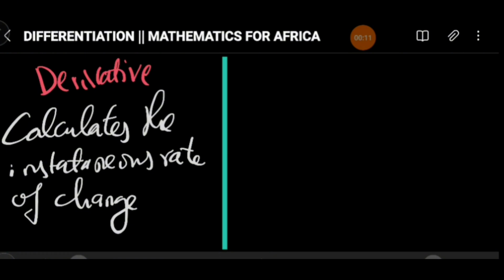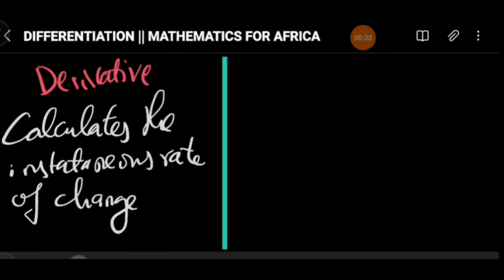Today, Monday, the 24th of June 2024, we are going to see a topic in mathematics which is differentiation. Differentiation is a concept in calculus that deals with how things change, or more specifically, it is called the instantaneous rate of change. So when we talk of derivative, we just mean calculating the instantaneous rate of change of a function.